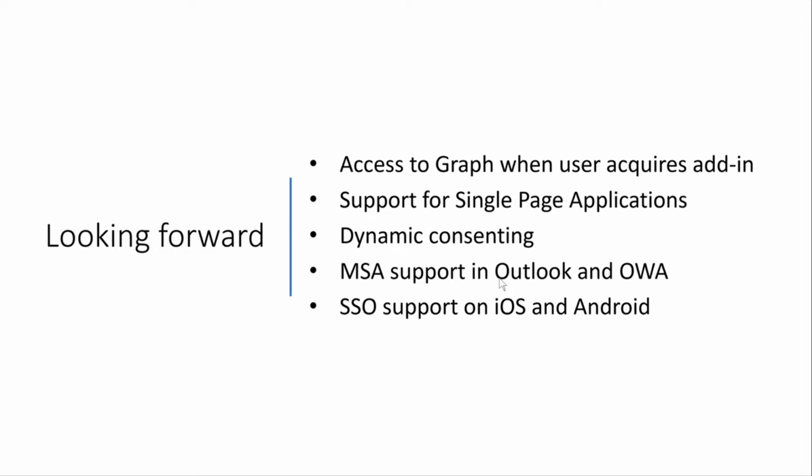We'd want to add support for single-page applications. This is one of the requests that was made in the survey that I had presented. So a lot of you wanted to not have a backend and use SSO directly from a single page application. We'd be adding dynamic consenting, which means you don't have to ask your users to consent to everything upfront. Ask for consent only when you need it. MSS support on Outlook and OWA will be upcoming, and we want to add platform support on iOS and Android.